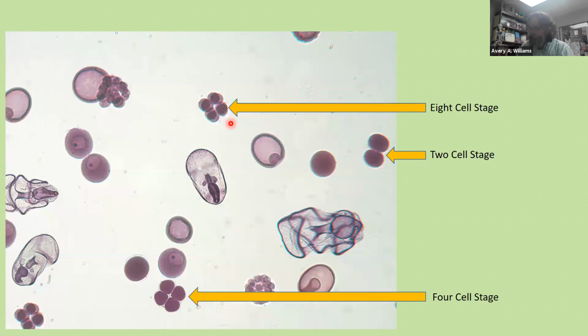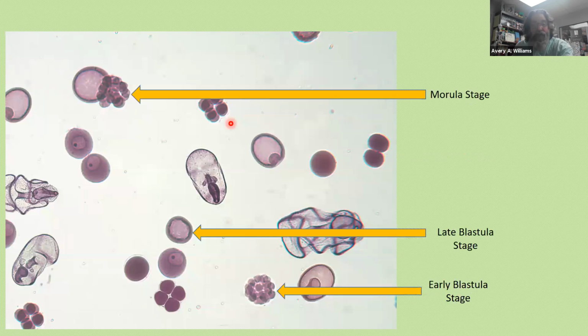That cleavage stage is actually called a morula. See the morula stage? So the morula is kind of like anywhere from 16, 32, 64 cell stage. And it's a cluster of cells. The cells get smaller and smaller and smaller. And so it remains a morula as long as that cluster of cells is solid, okay?